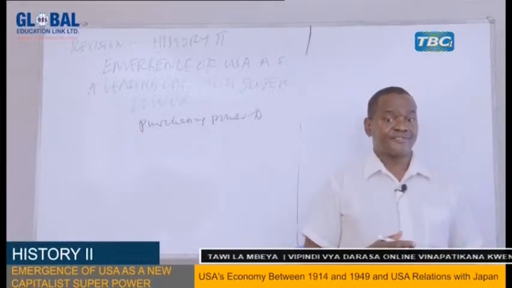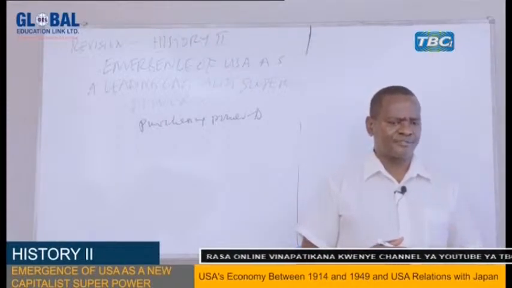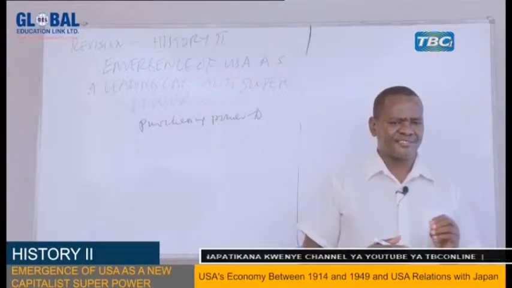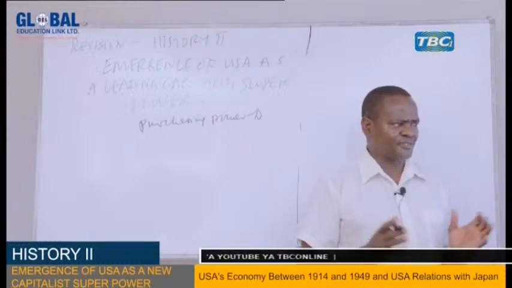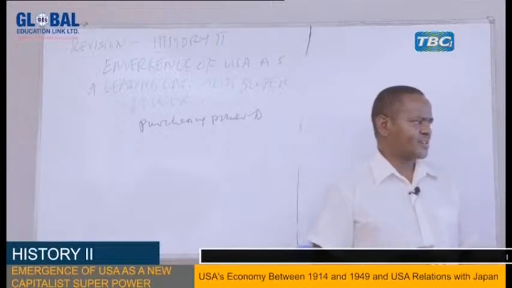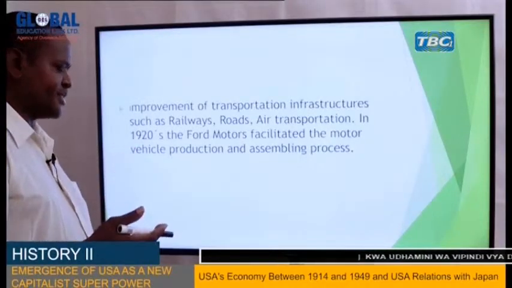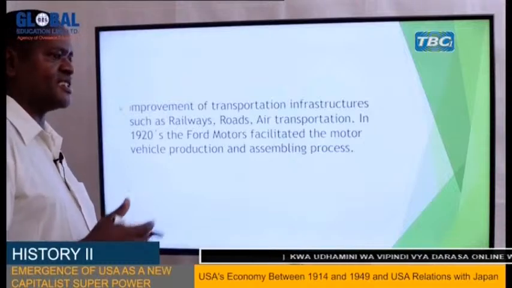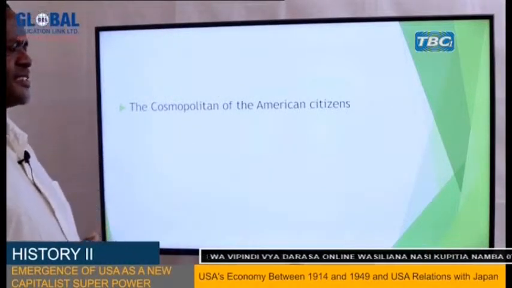And remember, as some of the German philosophers said, infrastructures are like the veins which transport blood in the body, and they are so important in the development of any country. So there was improvement of infrastructures in America, which boosted industrial investment as well as agricultural development in the rural areas. Another thing was the cosmopolitan nature of the American citizens.